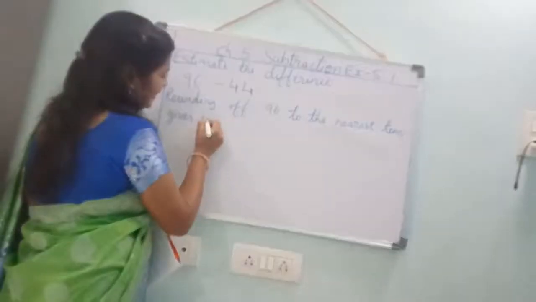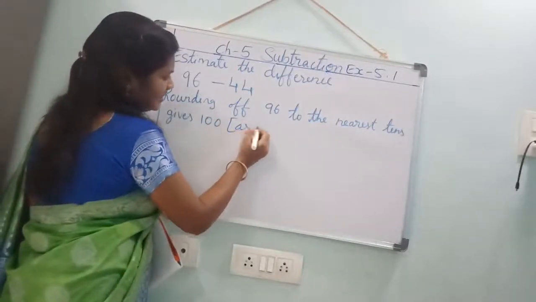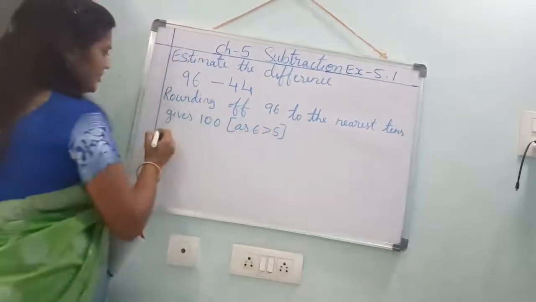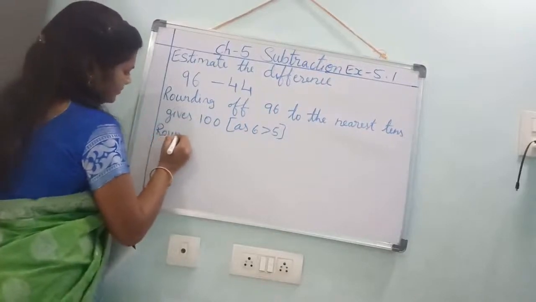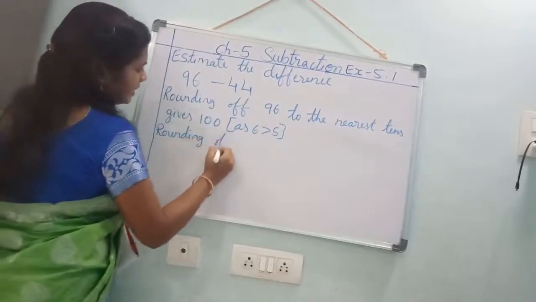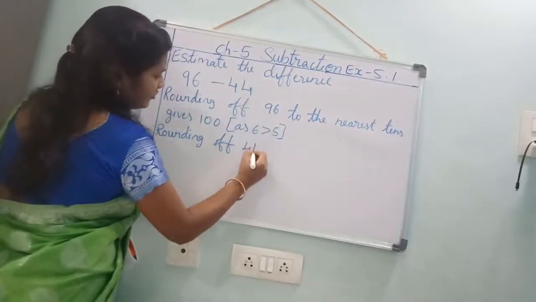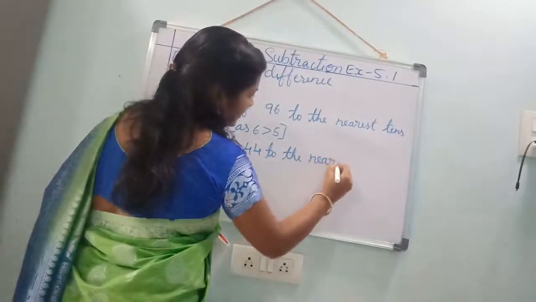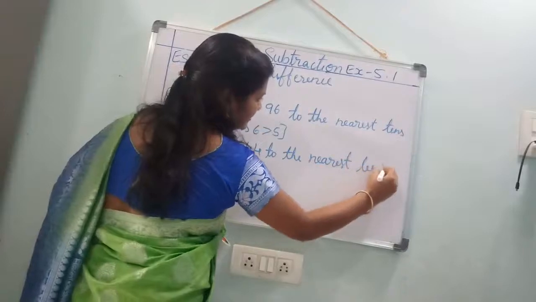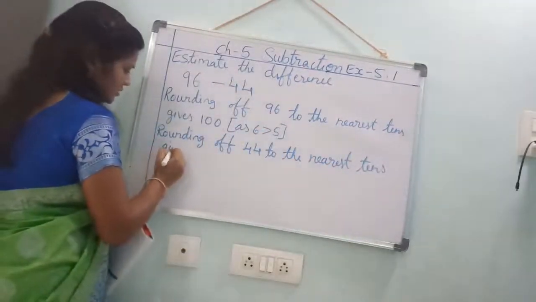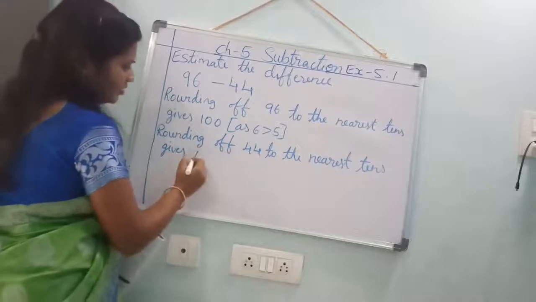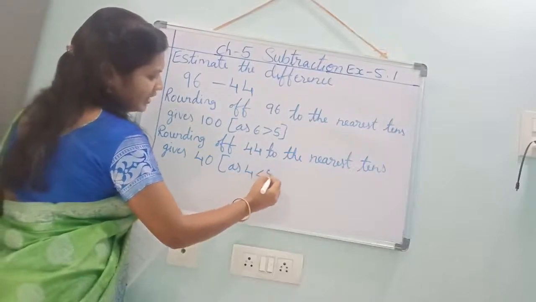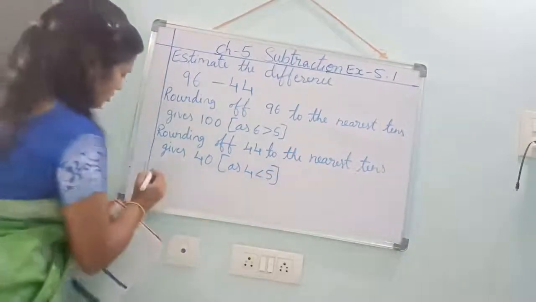What is that? 100, as 6 is greater than 5. Next, rounding of 44 to the nearest tens gives, see, 44 nearest tens, 40, as 4 is less than 5. Understood?